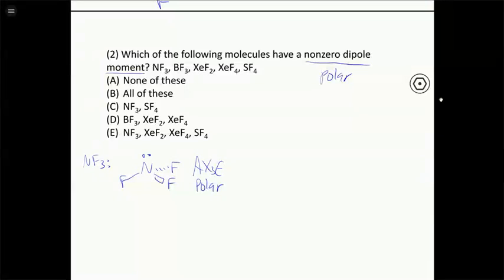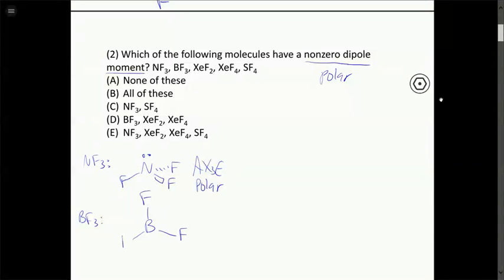If we look at BF3, which is the next one in our list, BF3 gives us a trigonal planar shape because there are no lone pairs on the central atom. So again, there are lone pairs on fluorine that I'm leaving off, but what we really care about is the geometry, which is determined by the central atom. Here, this is going to be trigonal planar. It has an AX3 electron group arrangement.